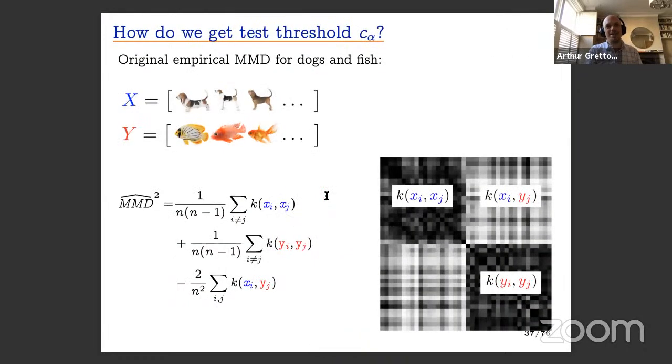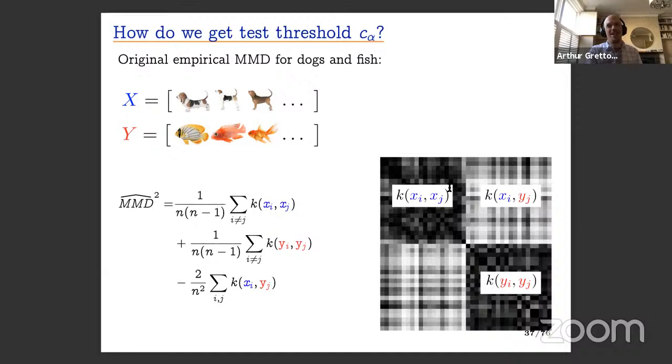And an answer to that question, I'm going to illustrate graphically. So let's say, back to our dogs and fish example, I've got a collection of dogs, I've got a collection of fish, and I've computed the MMD between my dogs and my fish. And now I want a threshold, like, is this number big, is it small? Okay. So visually, here is my kernel matrix, where I've got on the top left my kernel between my pairs of dogs, on the bottom right my kernel between my pairs of fish, and then the off-diagonal blocks are my kernels between my dogs and my fish. And I can see my dogs are more similar to other dogs than they are to fish.